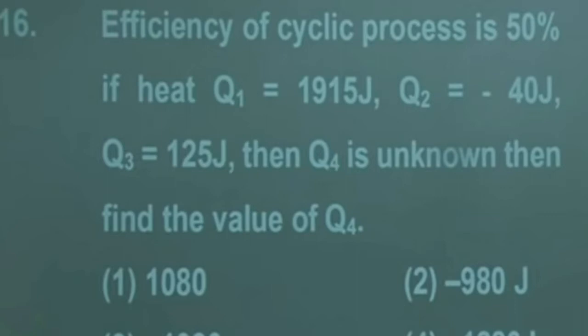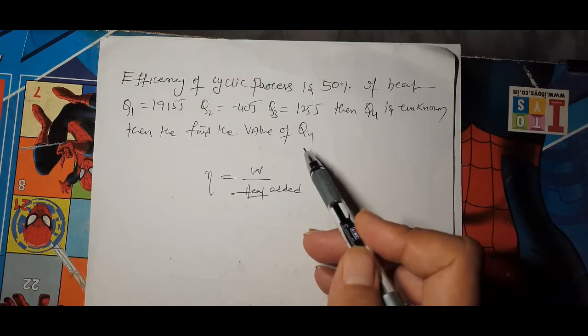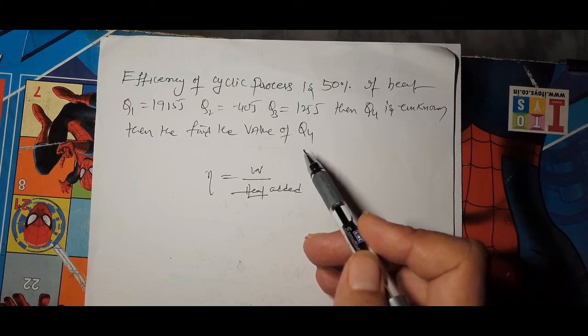If heat Q1 is equal to 1915 joules, Q2 is equal to minus 40 joules and Q3 is equal to 125 joules, then Q4 is unknown. Find the value of Q4.